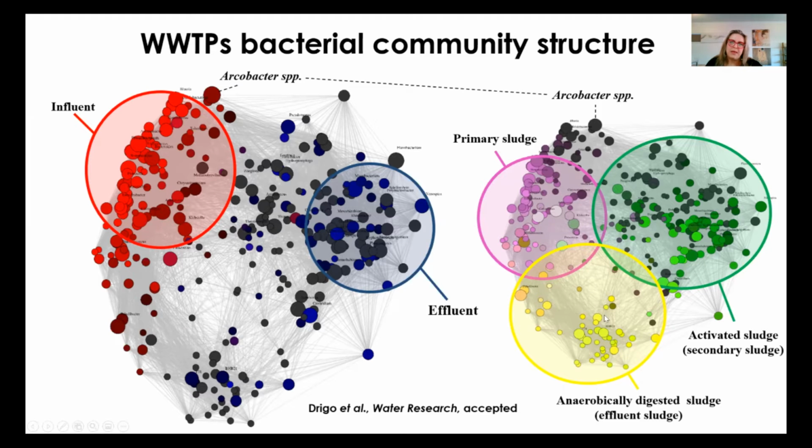In pink, yellow, and green is the bacterial community present in the different sludge: primary, secondary or activated sludge, and effluent sludge.